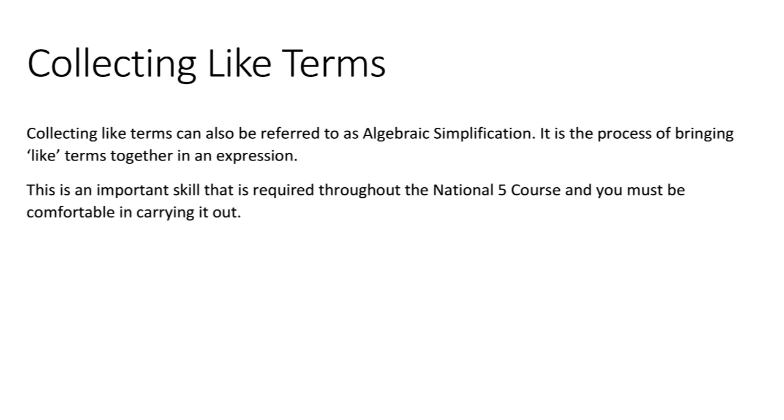Hi guys, we're now going to look at collecting like terms. Collecting like terms can also be referred to as algebraic simplification. It is the process of bringing like terms together in an expression. This is a very important skill that we use across all of the National 5 course, so you need to be comfortable carrying it out.